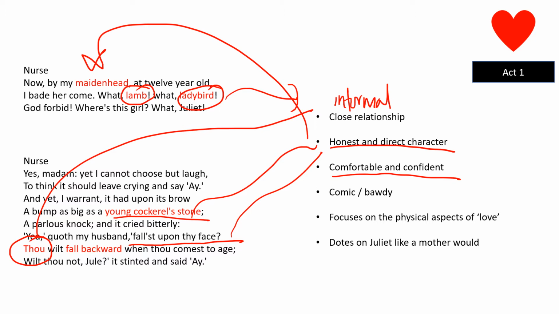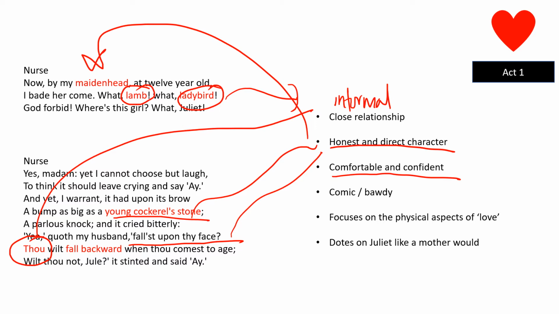So the fact that she's talking about a young cockerel stone and the fact that Juliet bumped her head and it's as big as a cockerel stone is quite a comical thing. And actually, she serves a purpose, a bit like Mercutio, in that she is the play's comedy. She's coming up with very, very comic lines. And, you know, people would find this very, very funny. So she's kind of an interesting character from that kind of angle.